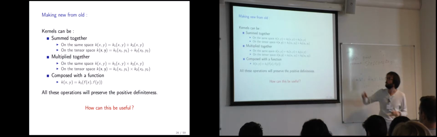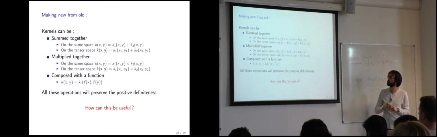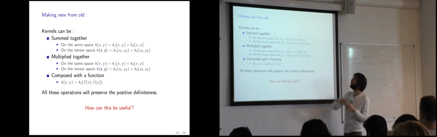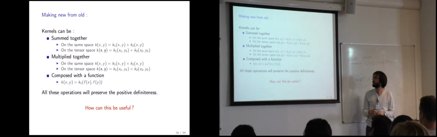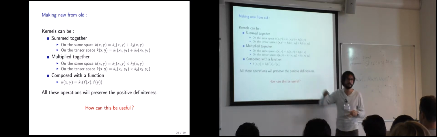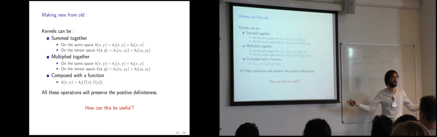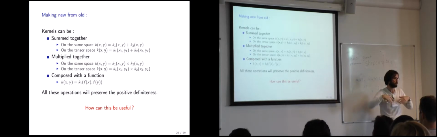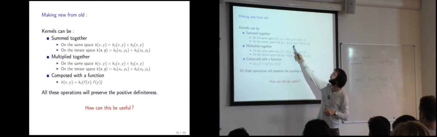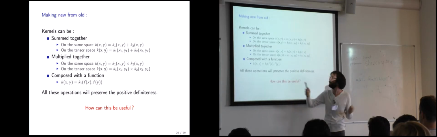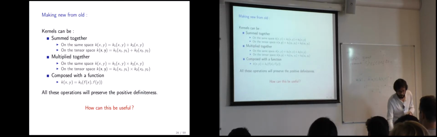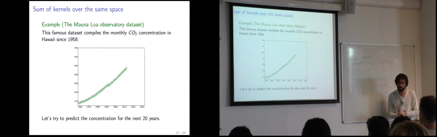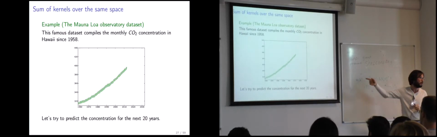When I talk about sums and products, I distinguish two things. I can either make the sum of two kernels that are defined over the same input space, or I can make the sum or the product of two kernels that are defined over two different input spaces to obtain a kernel defined over the tensor product of the spaces. Right? So I can sum two kernels depending on one-dimensional variables to obtain a kernel that is defined for two-dimensional variables. Okay, I'm going to explain that in more detail in the slides. So here's a motivating example on summing kernels. You can find this example in the GPML book.